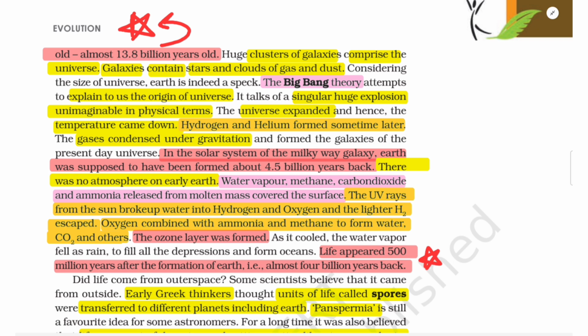In the solar system of the Milky Way galaxy, Earth was supposed to have been formed about 4.5 billion years back. There was no atmosphere on early Earth. Water vapor, methane, carbon dioxide, and ammonia released from molten mass covered the surface. The UV rays from the sun broke up water into hydrogen and oxygen, and the lighter hydrogen escaped. Oxygen combined with ammonia and methane to form water, CO2, and others. The ozone layer was formed. As it cooled, the water vapor fell as rain to fill all the depressions and form oceans. Life appeared 500 million years after the formation of Earth, that is almost 4 billion years back.